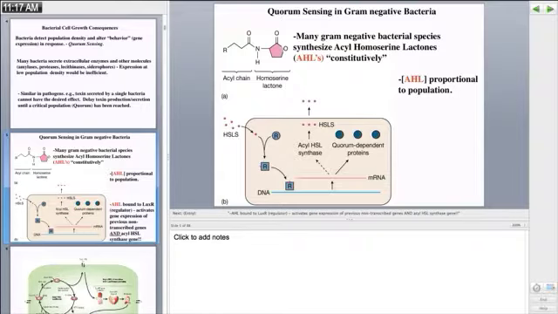But this homoserine lactone synthase is produced at low levels constitutively in bacterial populations at low population densities. And they're producing homoserine lactones, which are diffusing out of the cell and diffusing back into the cell. When populations are low, the homoserine lactone levels are low. So think of this homoserine lactone level as a surrogate for population level.